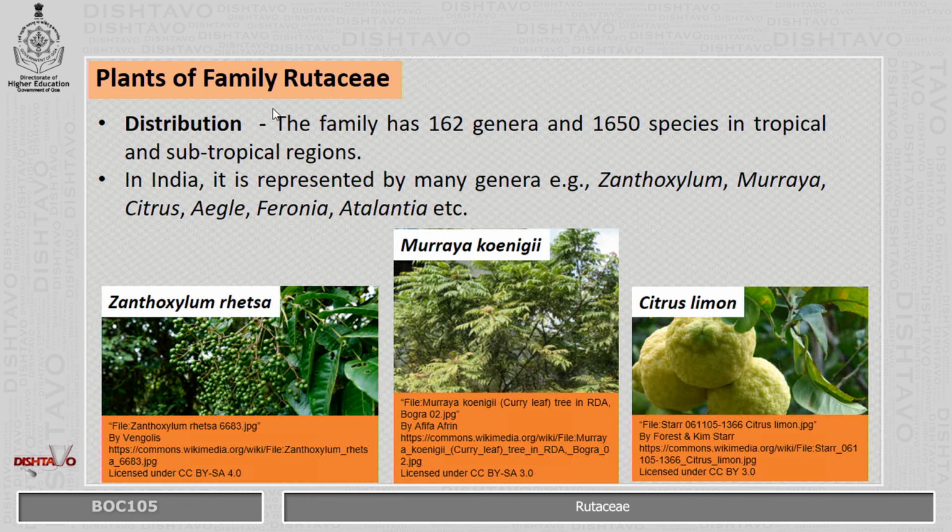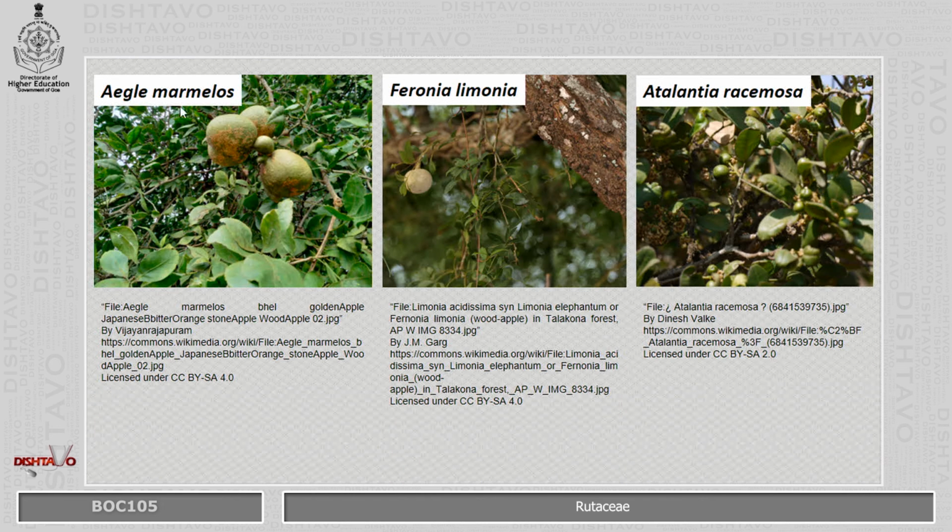Coming to the distribution of plants of family Rutaceae, the family has 162 genera and 1650 species in tropical and subtropical regions. In India, we have many genera, for example Xanthoxylum, Murraya, Citrus, Aegle, Feronia, Atalantia, etc. Here you can see the picture of Xanthoxylum rhetsa. In our Konkani we call it Tirphala. And this is Murraya koenigii, which is the curry patta, Citrus limon, Aegle marmelos or the bael tree. This is Feronia limonia, Atalantia racemosa.